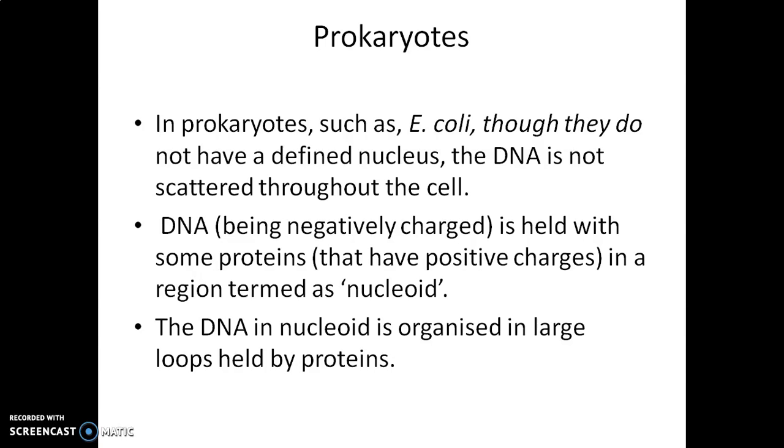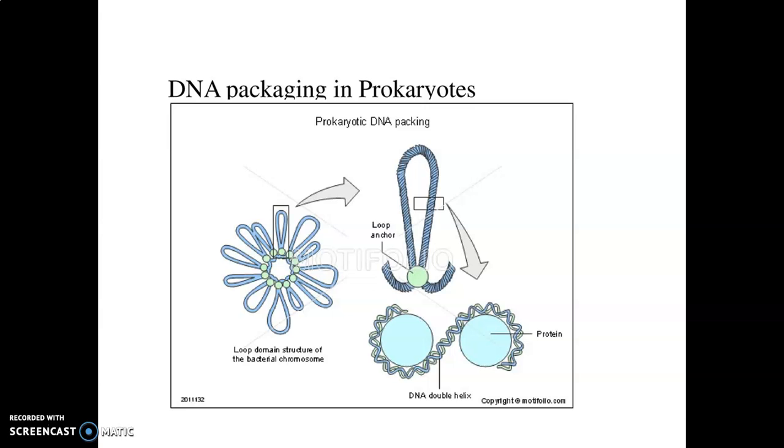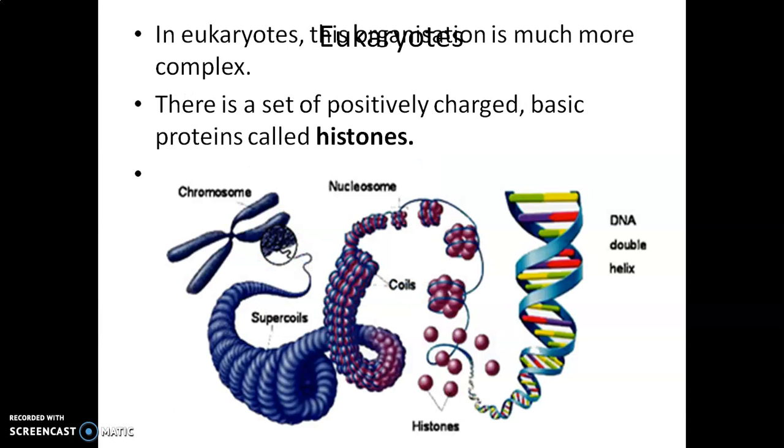So, the DNA in the nucleoid is organized in large loops held by proteins. See, here the DNA is in loops with positively charged protein. Clear? That is the DNA packaging in prokaryotes. Now we are going to discuss the DNA packaging in eukaryotes. In eukaryotes, this packaging is much more complex, children.